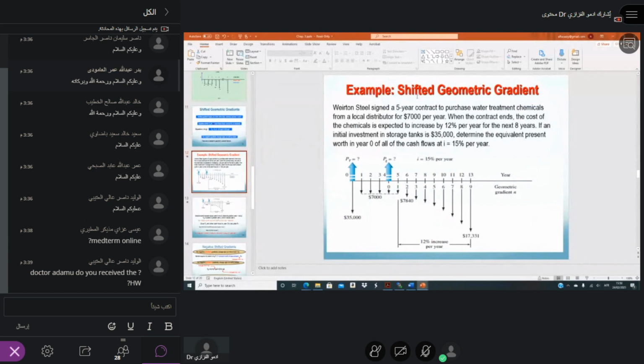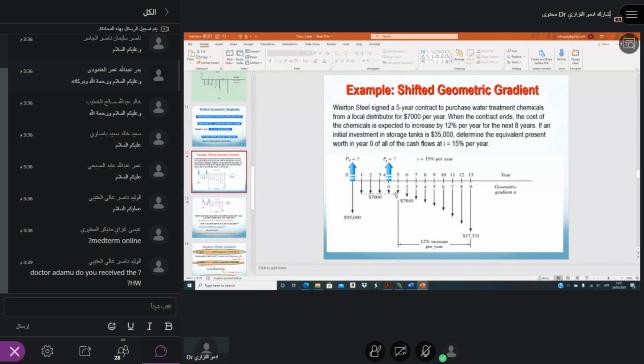So this is an example when you have a shifted geometric gradient. They said Wharton Steel signed a 5-year contract. So the contract they are signing is a 5-year contract to purchase water treatment chemicals from a local distributor for $7,000 per year. So the contract for 5 years is $7,000 per year. They have to go to this distributor to purchase some kind of chemicals for treatment of water.